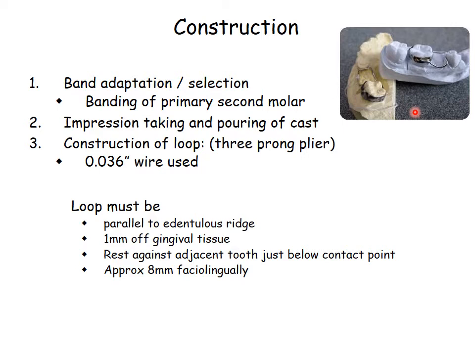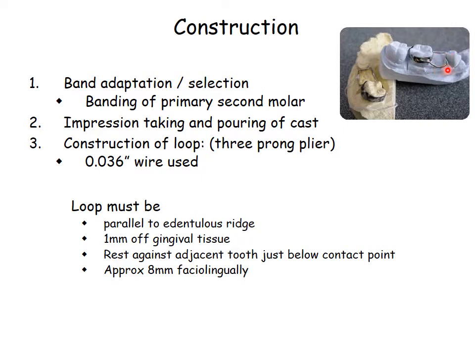Once the cast is retrieved, then construction of the loop. The cast will be retrieved with the band around it. So you have to make the loop. The U loop is made using 0.9 millimeters wire.